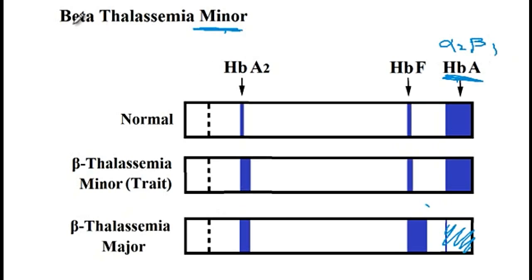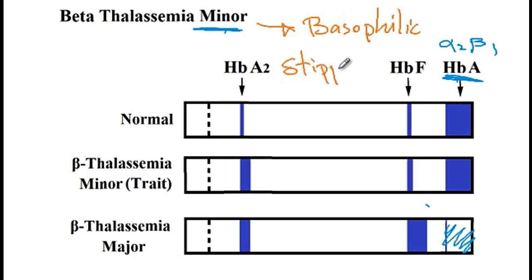And then one last point I would like to mention about beta thalassemia minor is that on histology, you may be able to see basophilic stippling of the red blood cells.